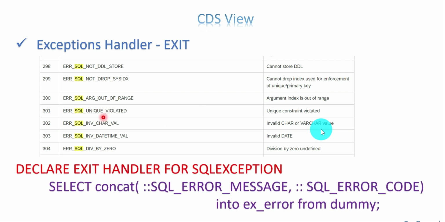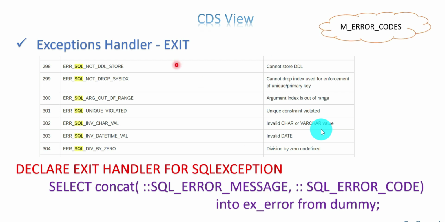Suppose I want to know the error code also. In that case, you have to use another standard variable called SQL error code along with the colon operator, two colons. And here I just used concatenation because I don't want to send two separate export variables. That's the reason I used the concatenate option over here. So what happens is it takes the message as well as the relevant error code back to your export parameter. So this is another way. If you want the message as well as the error code, you can use it.